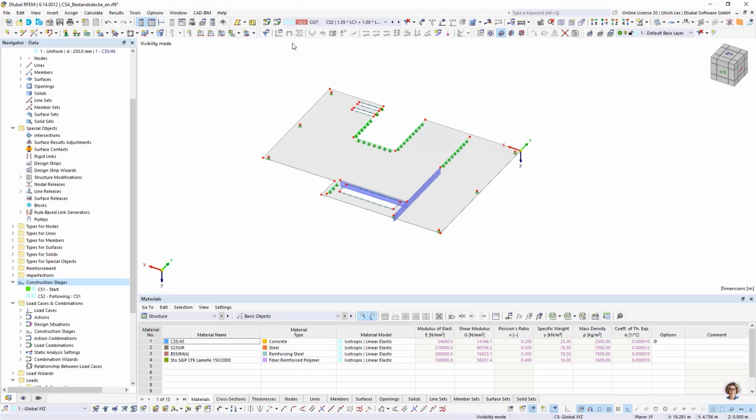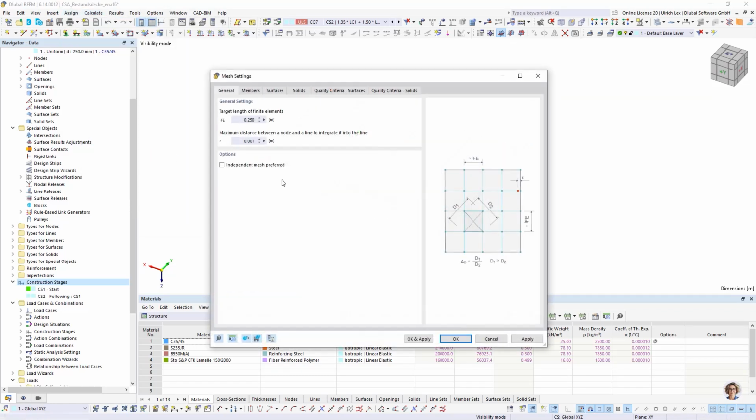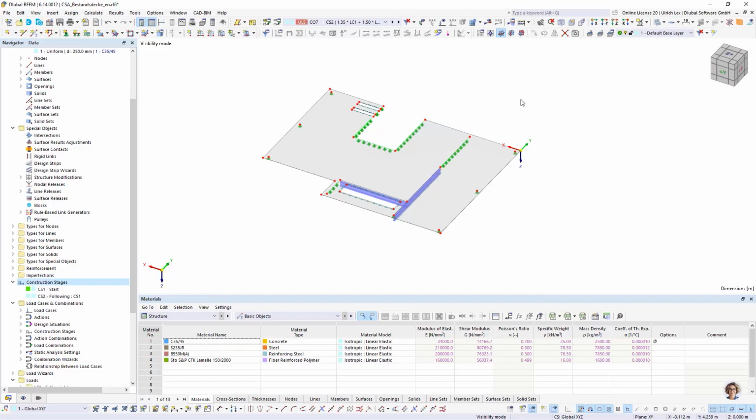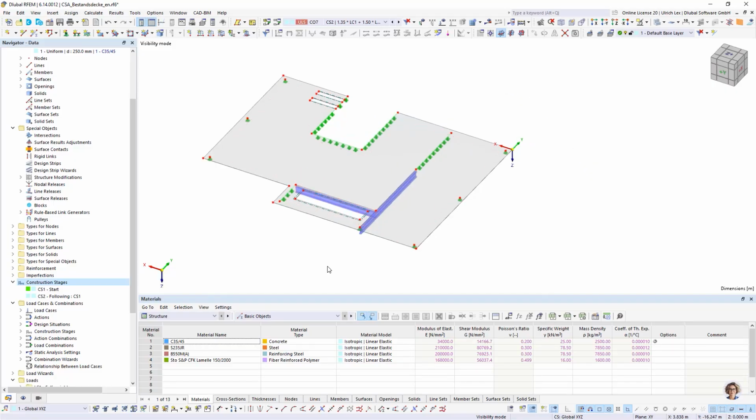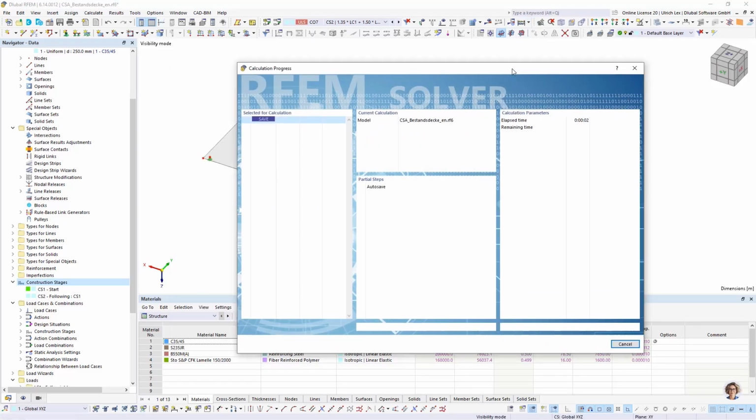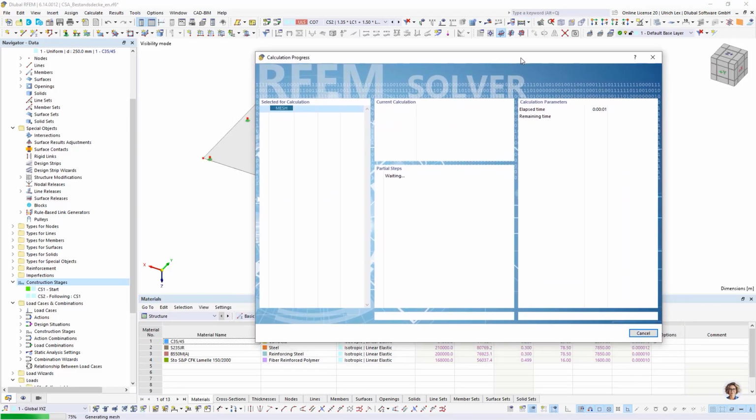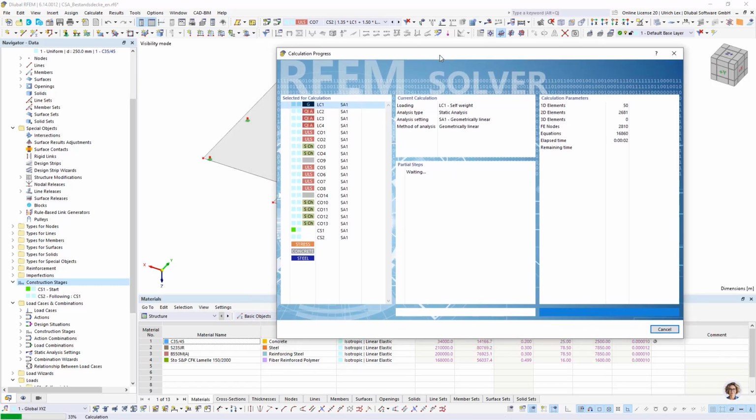So as the last part, we can check the FE mesh. Maybe the length of 0.25 is okay for this case. And then we can continue with the calculation. Here I can choose calculate all and try to run my first try.